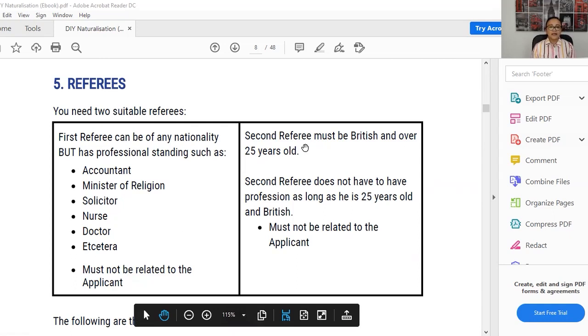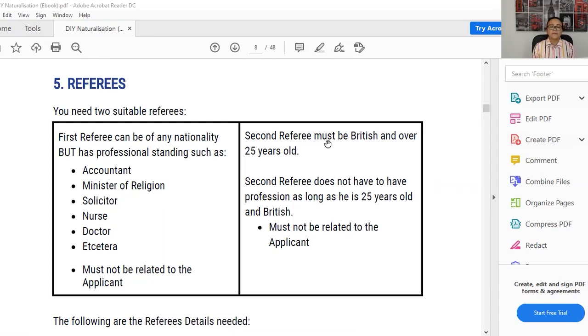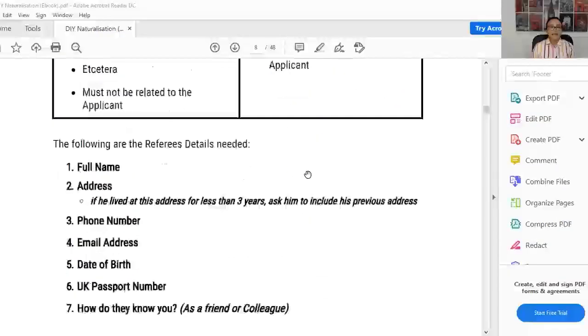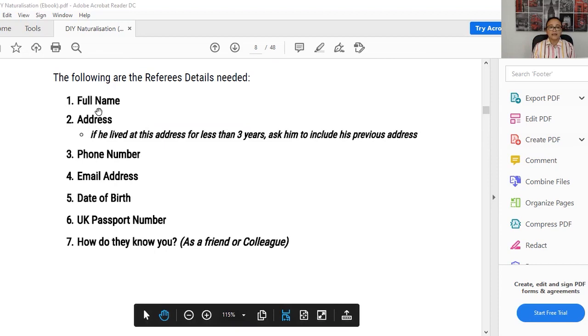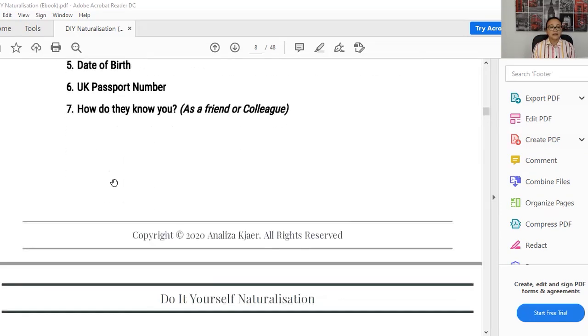The second referee must be British. Take note, must be British and over 25 years old, and they don't have to have professional standing. It can be anyone who is British, as long as they're British, over 25 years old and not related to the applicant. These are the details that the referees must provide when you apply. So, full details, it's over there.